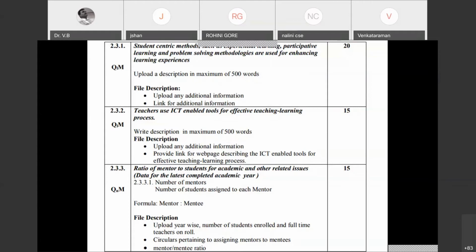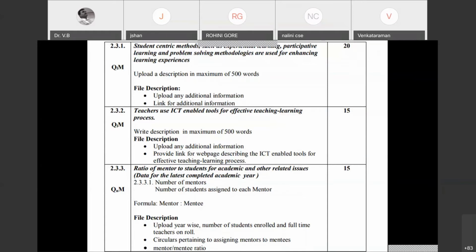So once you say that the teachers are using ICT enabled tools, you have to give the link. Say, for example, for a particular course, in BSc Physics, for the course nanomaterials, I say that I provide e-content. Then if I click the link, it should go directly to the page in which the e-content for the course nanomaterials is available.